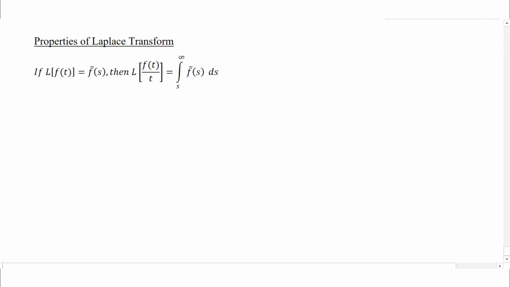Today we are going to discuss properties of Laplace transform. In the previous few videos we have discussed two different properties. Today we are going to discuss the third property of Laplace transform. If L of f of t is equal to f bar of s, then the Laplace transform of f of t by t will be equal to the integral from s to infinity of f bar of s ds.